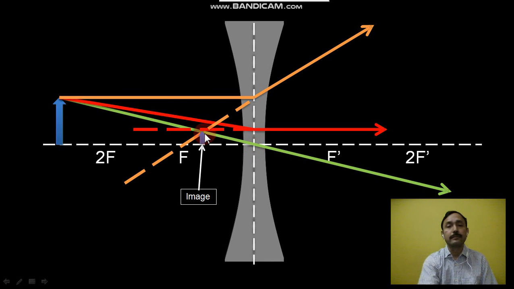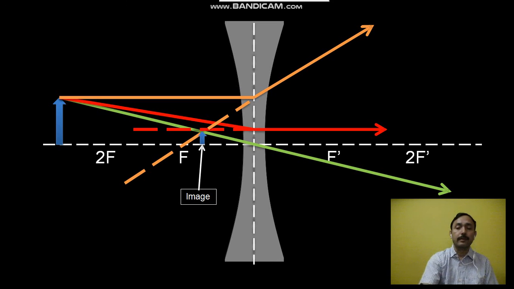So these three rays, this extended one, this yellow, this extension of this red, and this green light will intersect at this point, and it is producing the image. The image is produced in between F and the optical center of the lens. Size is diminished, and this one is erected. This is the erected one, not inverted.